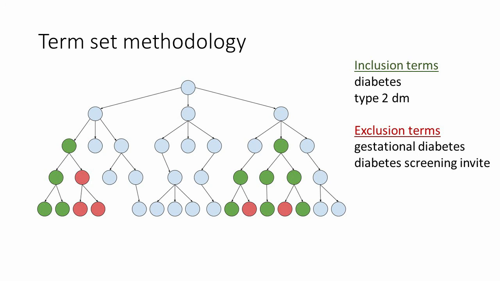And this finishes our term set. We have a list of inclusion terms, a list of exclusion terms, and we have made sure that there are no descendant codes that are not matched by at least one inclusion or one exclusion term.